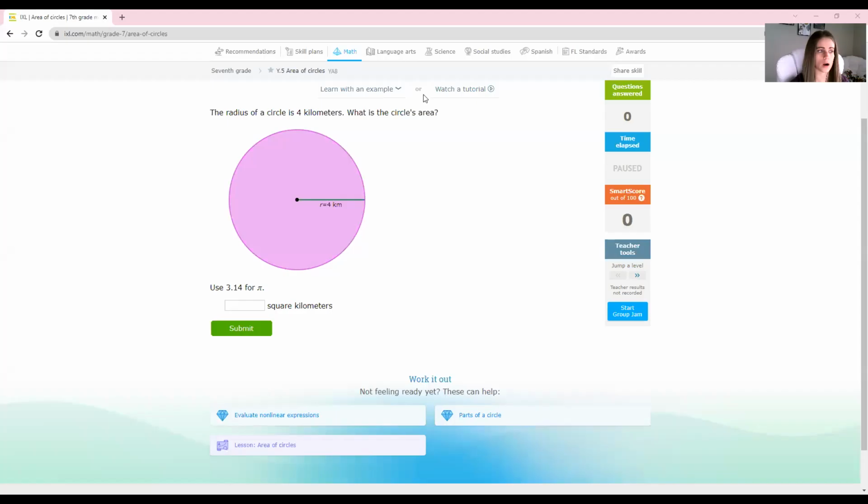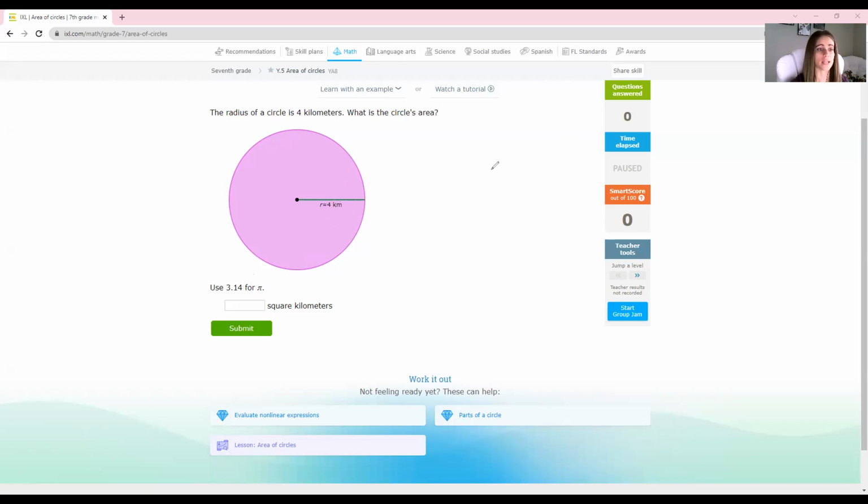All right, here we are on IXL. YA8, area of circles. The radius of a circle is 4 kilometers. What is the circle's area? Then we have a diagram, and it shows us, in fact, that the radius is 4 kilometers. And down below, it reminds us to use the approximation 3.14 for pi.